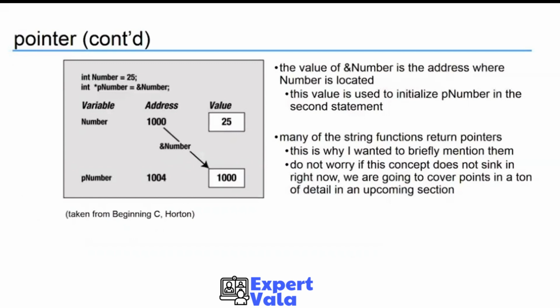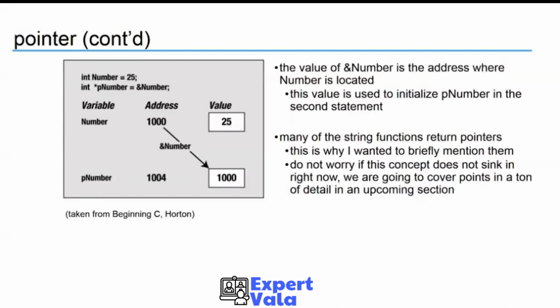So I'm kind of reiterating what I just mentioned, but the value of ampersand number is the address where number is located. If you have two variables, number and p number, p number is a pointer, number is an int. You also, by the way, have to specify the type of the pointer. Even though a pointer is an address, you still specify the type of what the address is pointing to. So int star p number is going to be equal to the address of number. Number is in memory at an address of 1000, for example, and it has a value of 25. P number has an address of 105 for that actual p number, but the value of p number is the 1000 address.